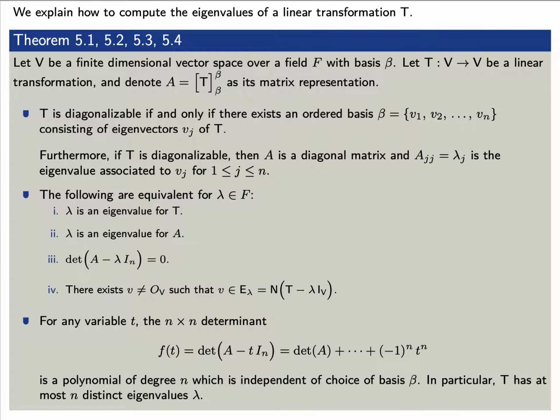Our third statement goes as follows. For any variable t, let's define f of t as the determinant of the n by n matrix A minus t times the identity matrix I sub n. This is a polynomial of degree n, which is independent of the choice of basis beta. In particular, our linear transformation T has at most n distinct eigenvalues lambda.